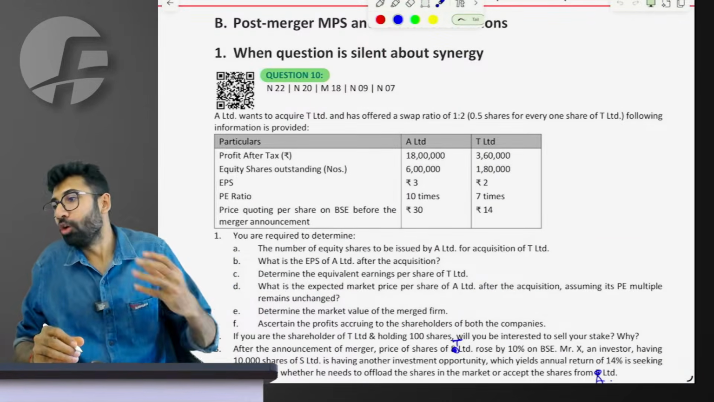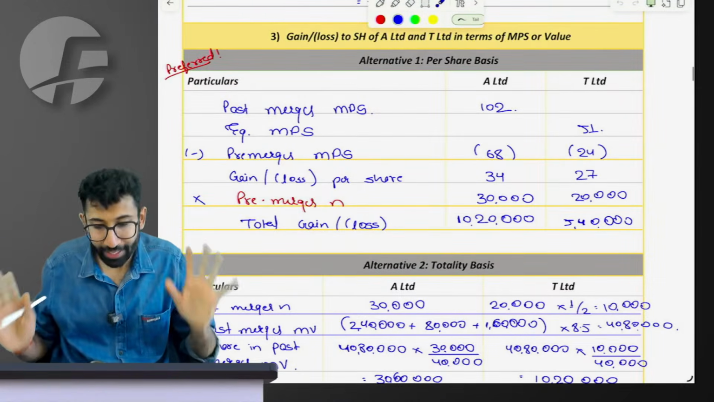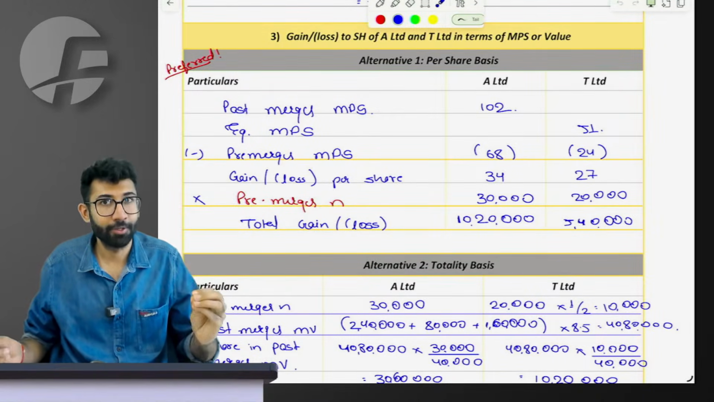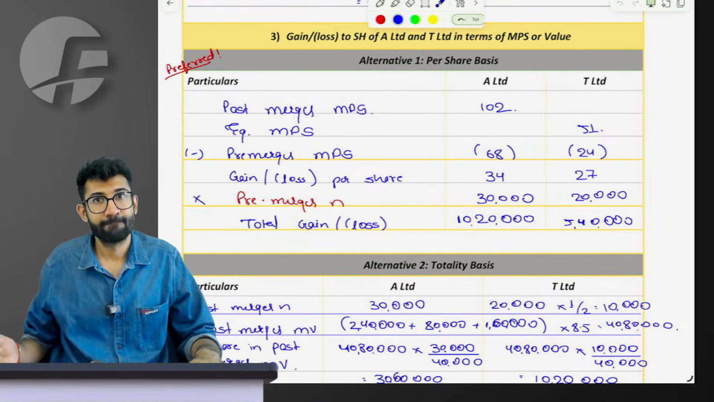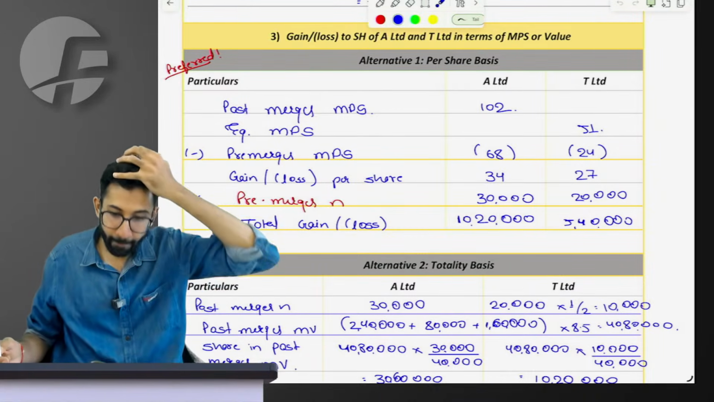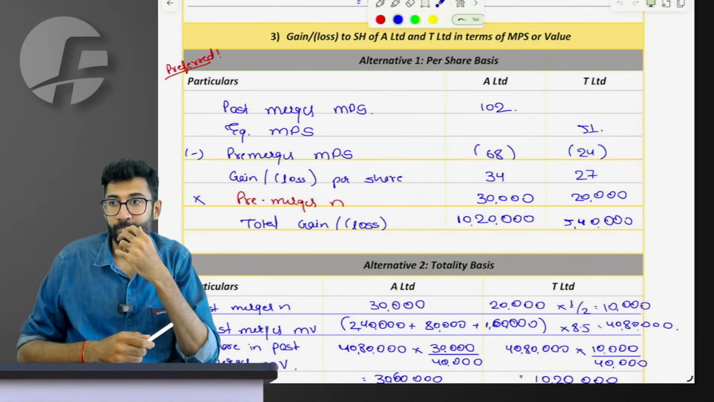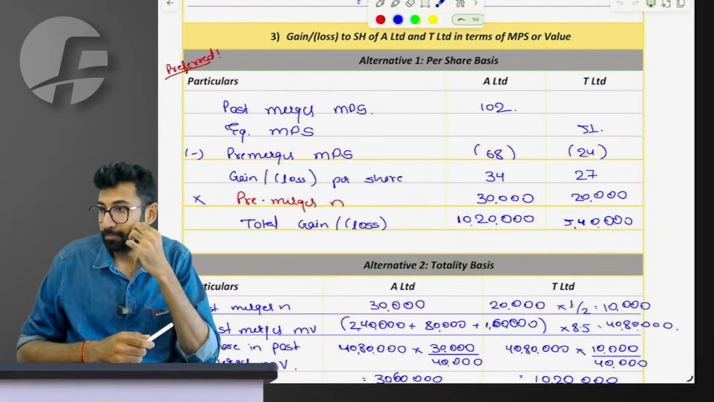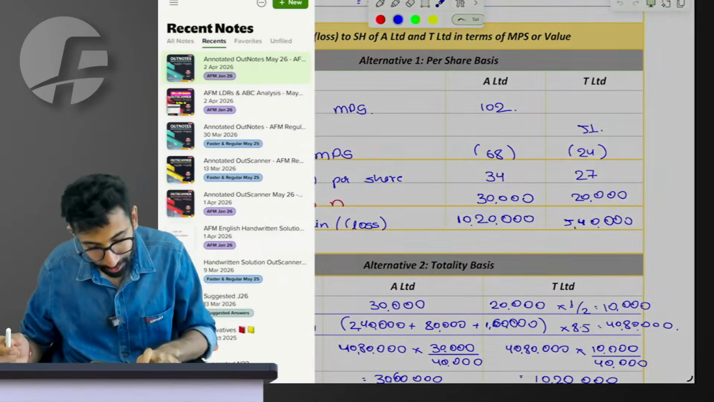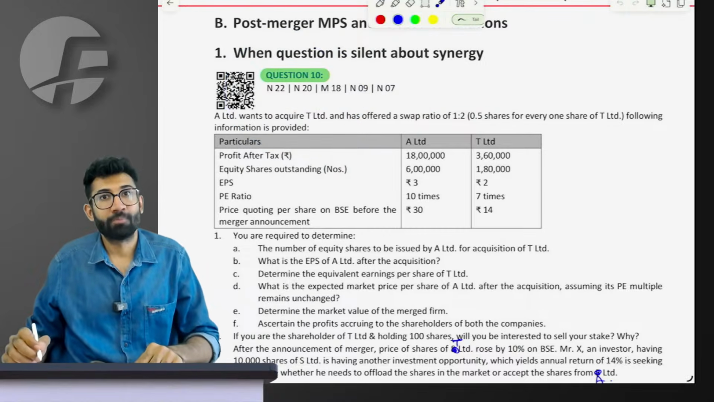A wants to acquire T Limited. Guys, please give me a go ahead. Do I have the permission to go ahead? Are you aligned with the concept such that there is no compromise in your learning? Yes. So let's do it. Question number 10.